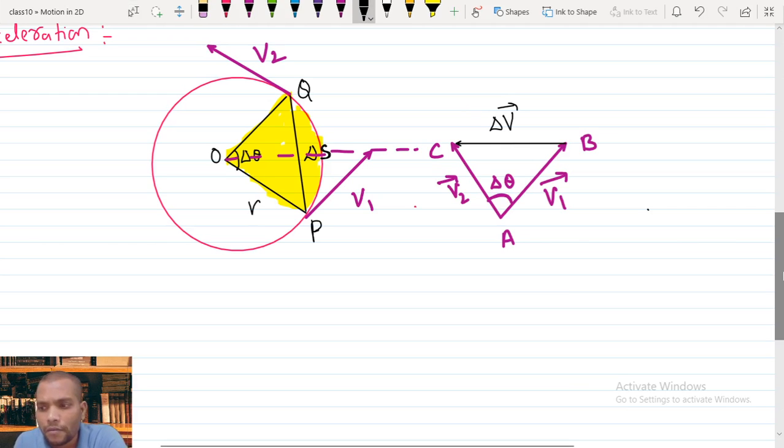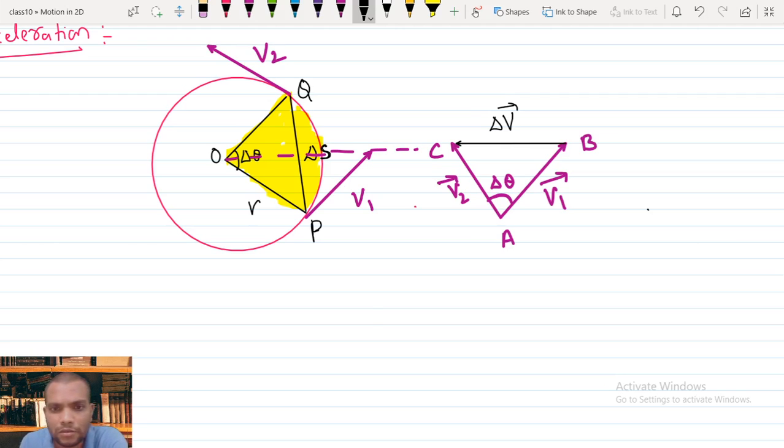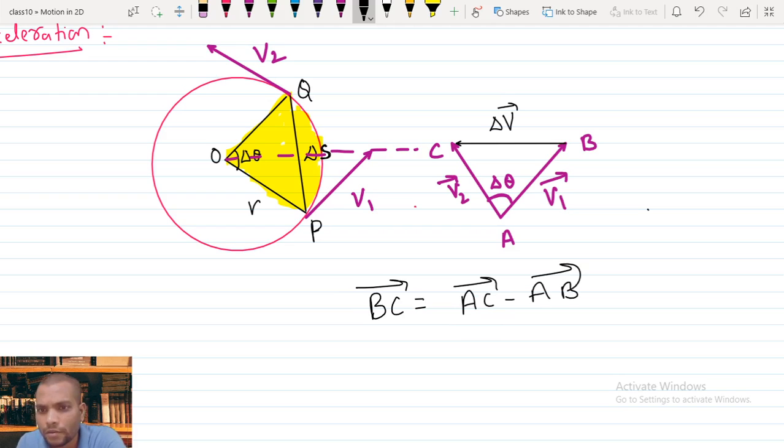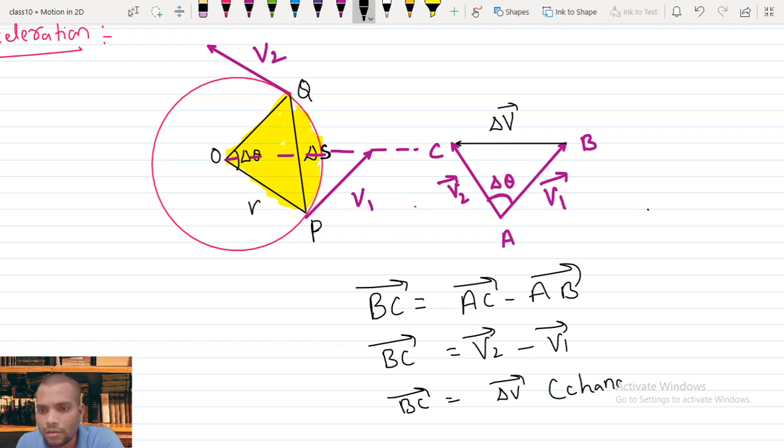Now from this figure, from this triangle, we can write that the vector BC equals AC minus AB, which equals v2 minus v1. The resultant we get from the triangle law of addition. So the vector BC equals the change in velocity, delta v. So this we call the change in velocity.